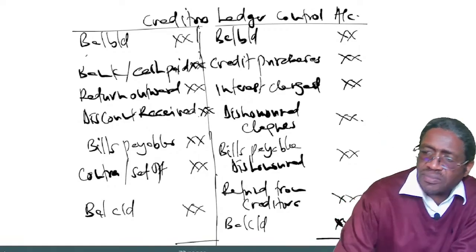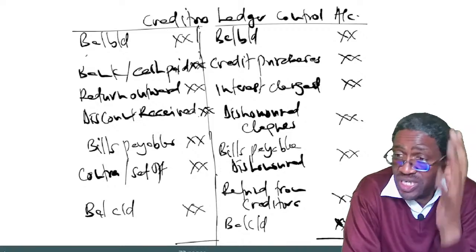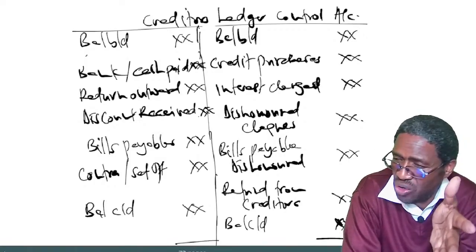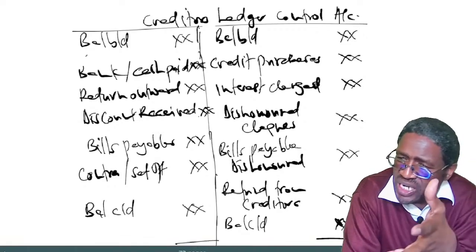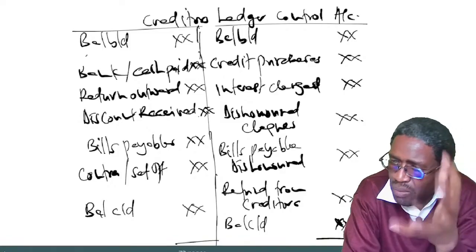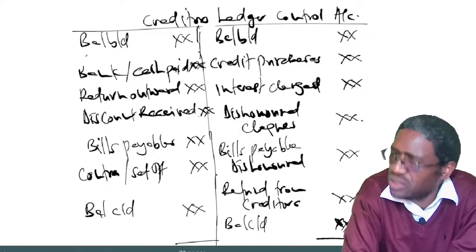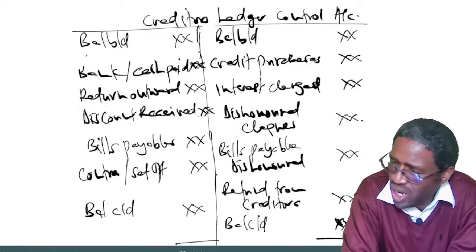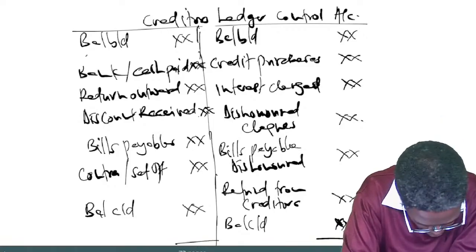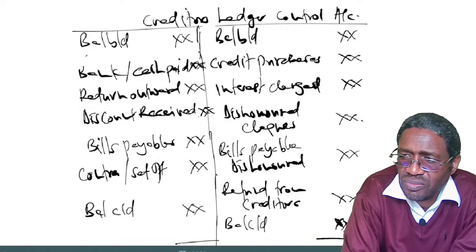So copy that. The point is, if you know an asset or an item should be debited in the creditors, it should also be debited in the control account. If an item is normally credited in the creditors, it should also be credited in the control account. So ideally, the most important thing here is to know the double entry. If you know an item is normally credited, credit it in the control. If you know an item is always debited, you debit it in the control.